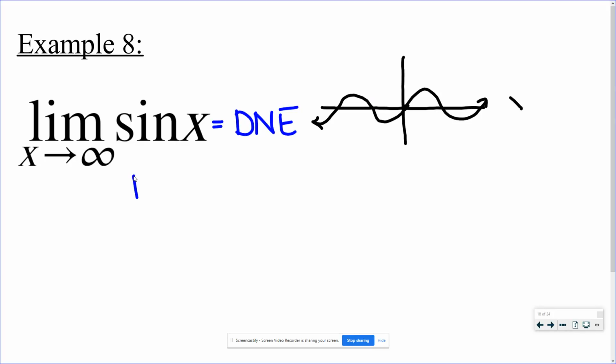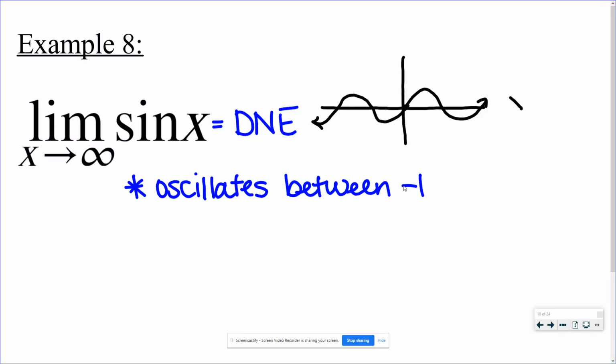And you could say to yourself that the reason is because this one oscillates between two values, meaning it just keeps moving back and forth. And remember, sine has a min and a max of -1 and +1, so you're oscillating between those two. So you don't have an answer for that.